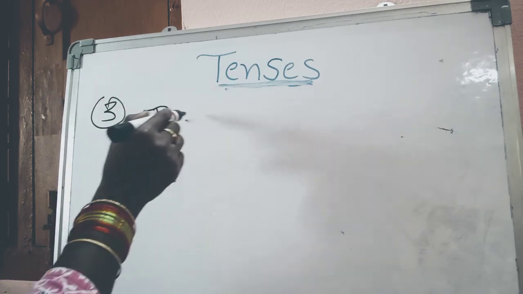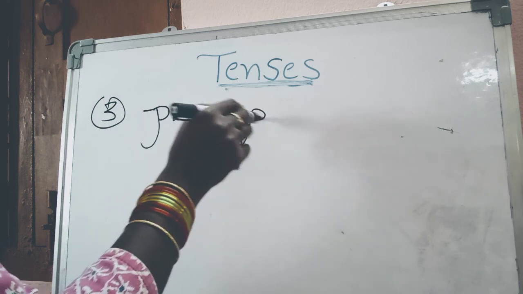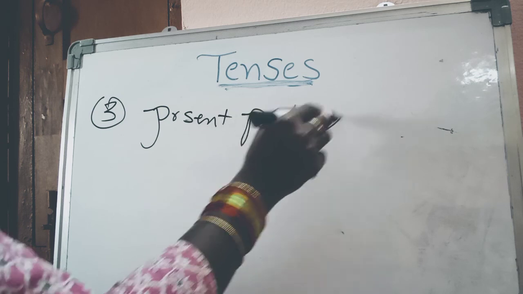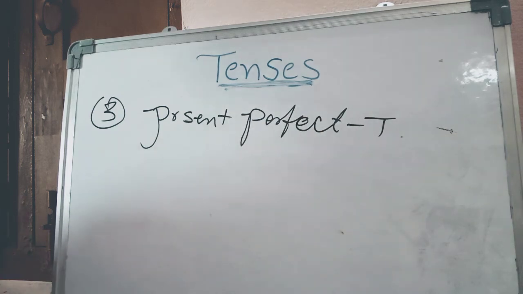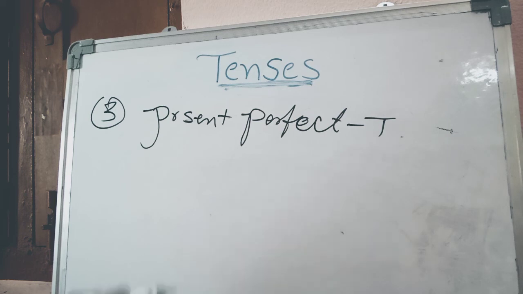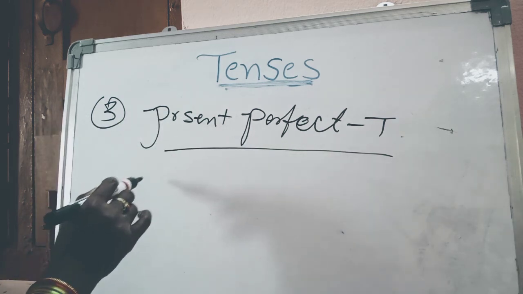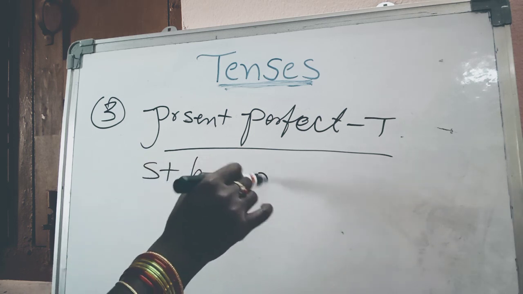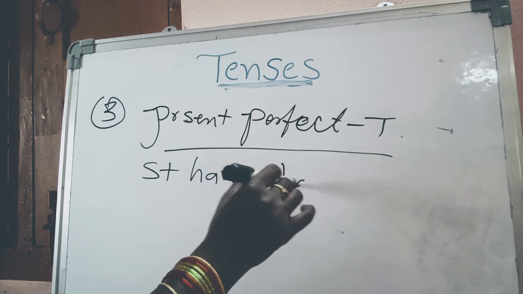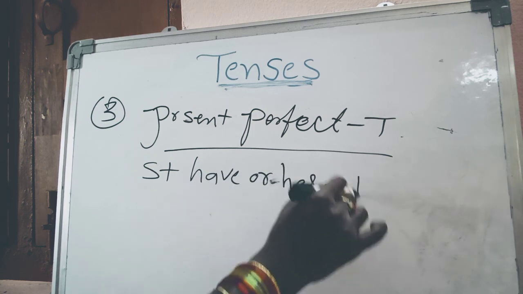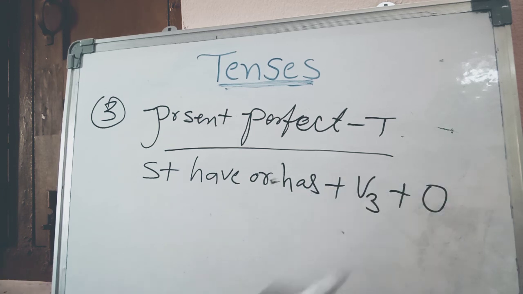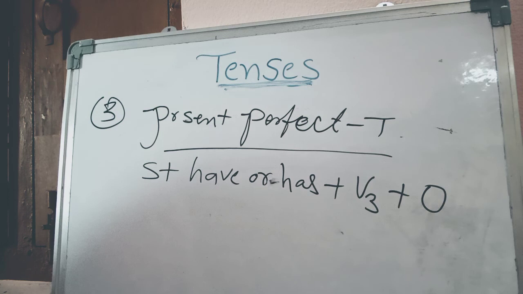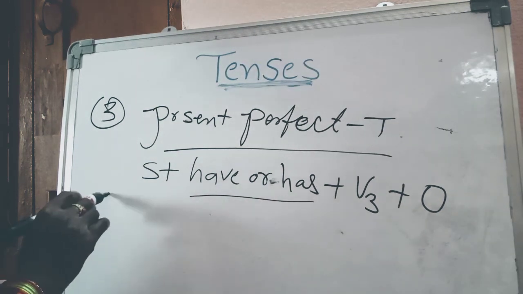Next, third one is present perfect. Present perfect tense. What is present perfect tense? Just completed. Before explaining this, we must know the structure of present perfect tense. Here, subject plus have or has plus V3 plus object. Have and has are helping verbs. For example, I have.